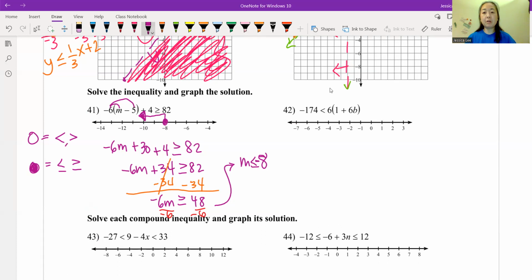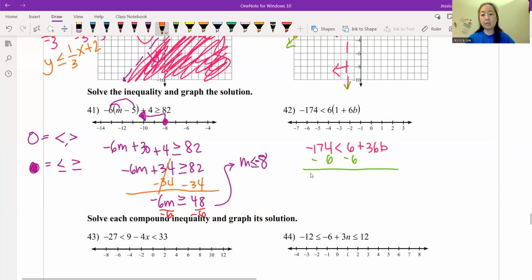All right, same thing over here on the right-hand side. We're going to just distribute the 6. So we're not using the -174 yet. And this is going to be 6 times 1, which is 6, plus 6 times 6, which is going to be 36b. And again, it's just a 2-step. So we're just going to subtract 6 on both sides.